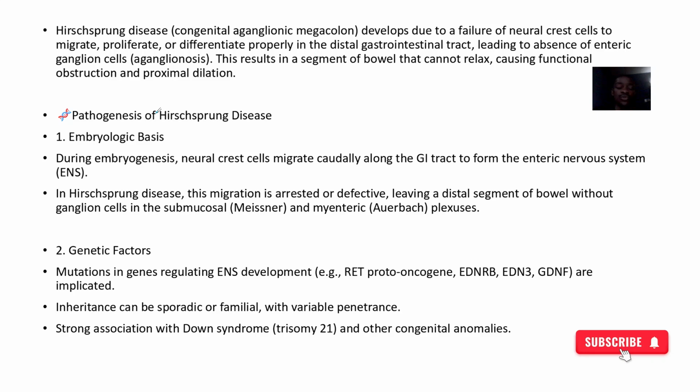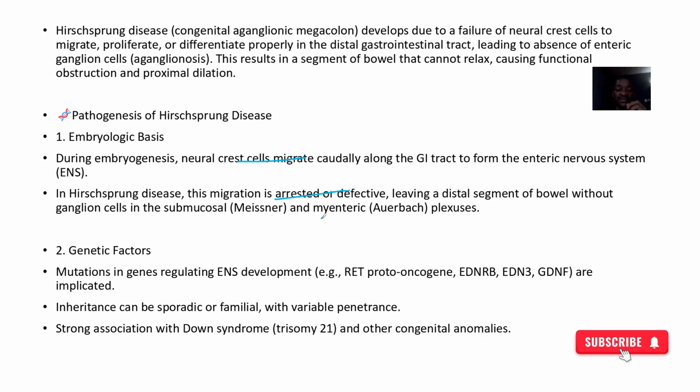Okay, so what are the reasons? During embryological development, neural crest cells migrate caudally along the GI tract to form the enteric nervous system. So when there's Hirschsprung's disease, the migration is arrested along the line. So it will leave what? A segment of the bowel without nerves. So the mucosal, submucosal nerves, the myenteric nerves are not there.